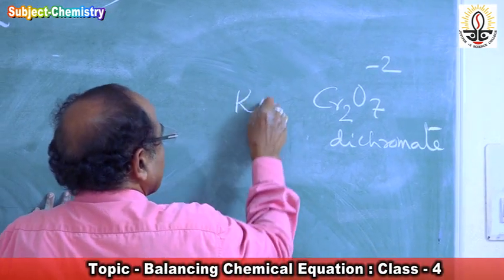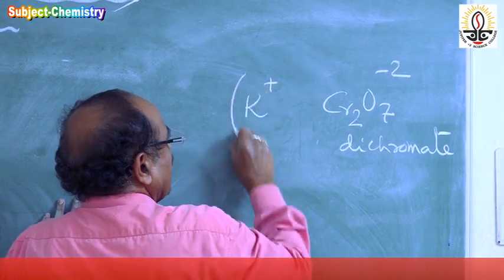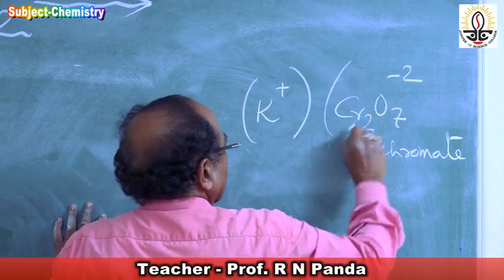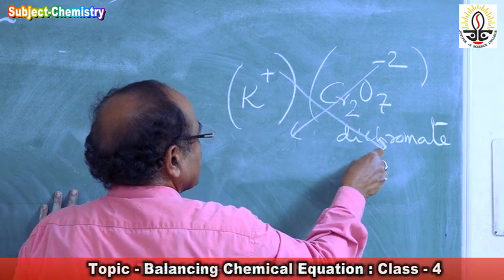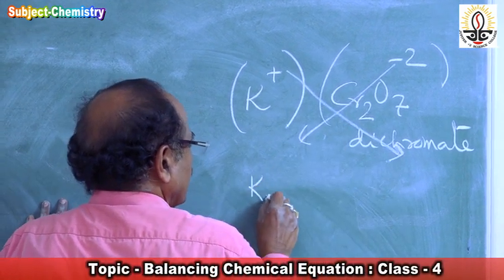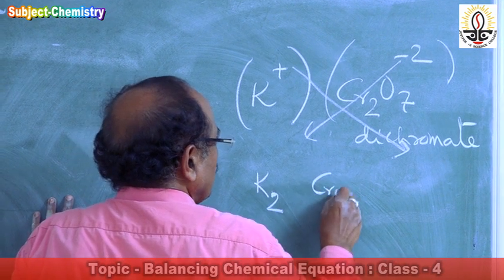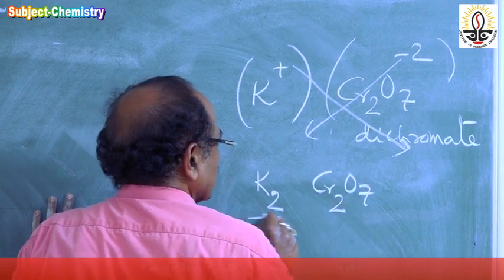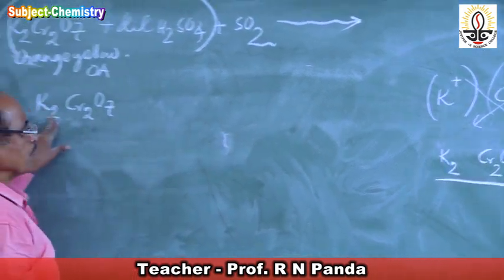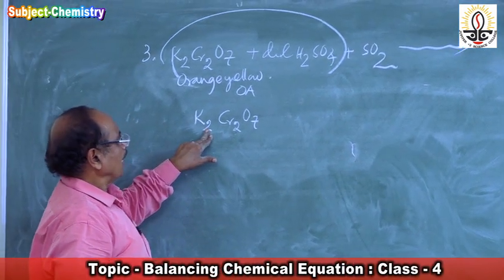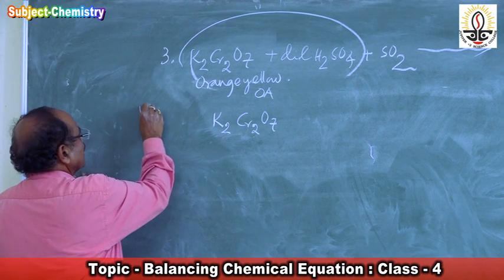And what is this? Potassium, K+. So what will happen? This dichromate will come to this place, and this will go to this place. So the potassium will become K2Cr2O7. This is potassium dichromate, K2Cr2O7.